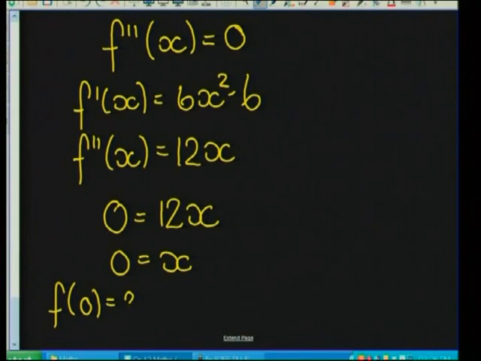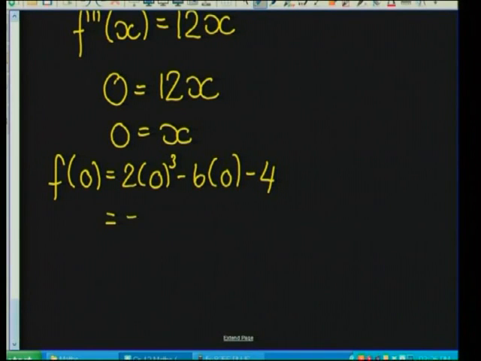So we take 0 and we sub it back into the original equation. All right? Subbing it back into the original equation, 2 times 0 cubed, minus 6 times 0, minus 4. And we land up with negative 4. So we've got a point of inflection, which is at the point 0 and negative 4.